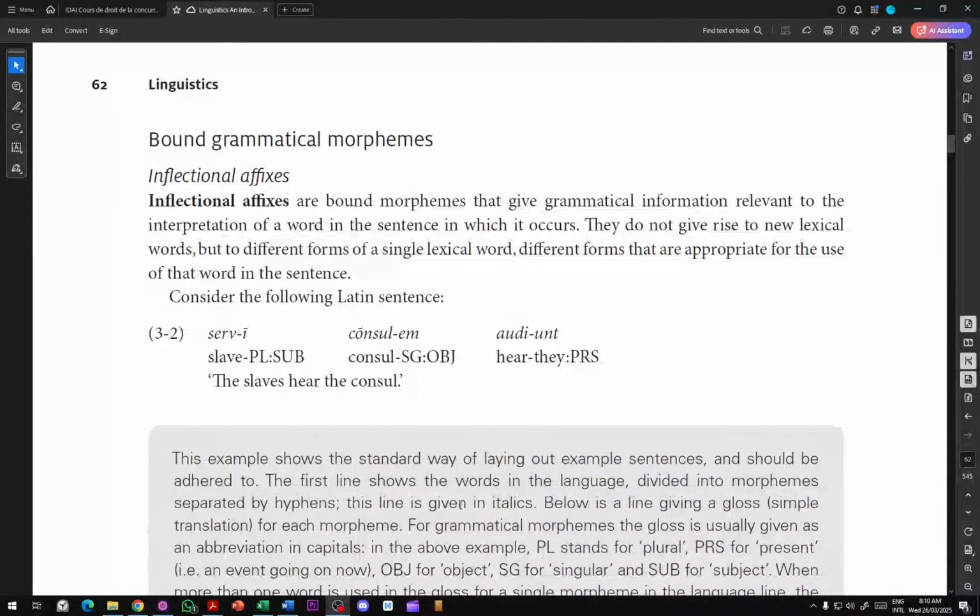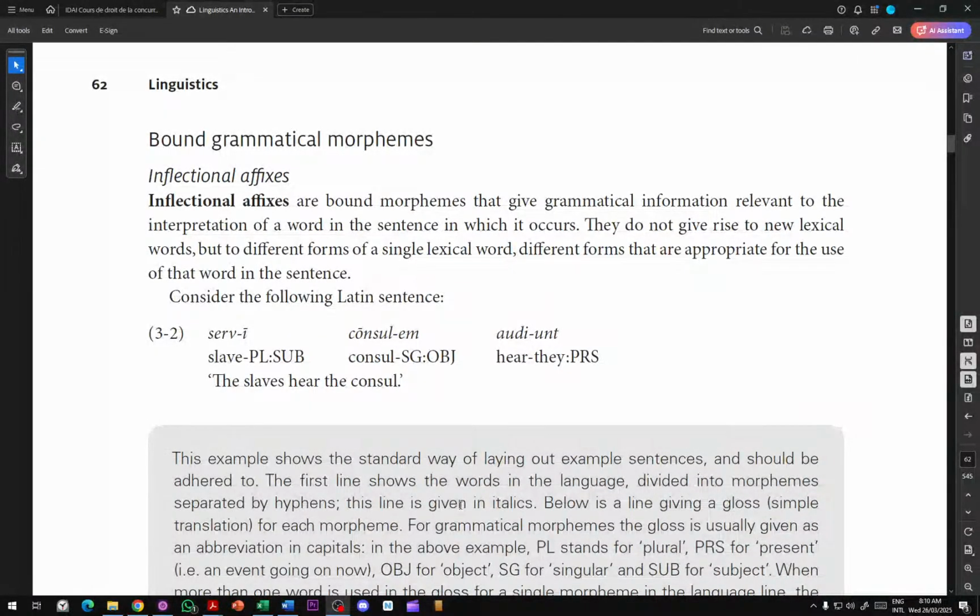They do not give rise to new lexical words, but to different forms of a single lexical word. Different forms that are appropriate for the use of the word in the sentence. Consider the following Latin sentence. Servi consulem audiunt. Slave consul hear they.